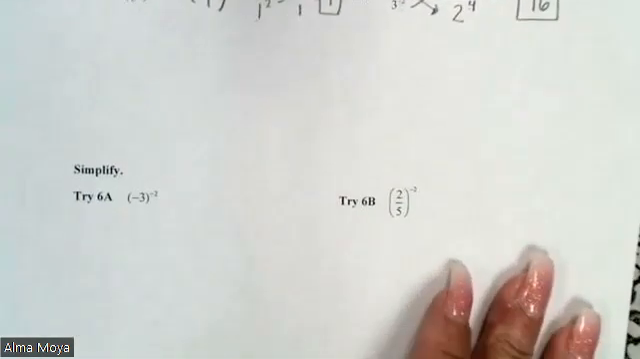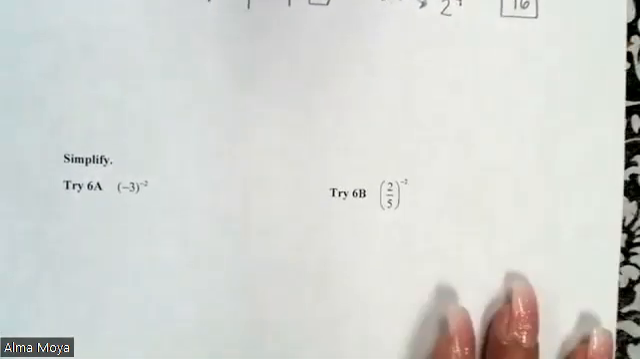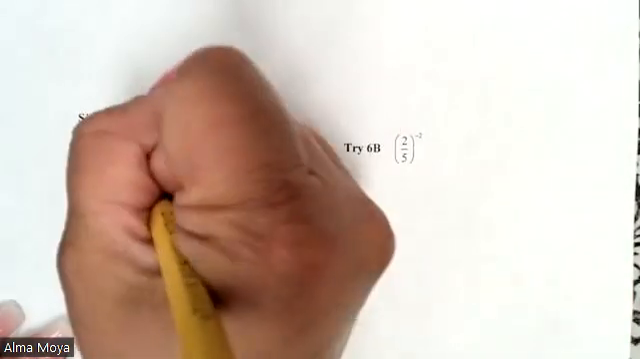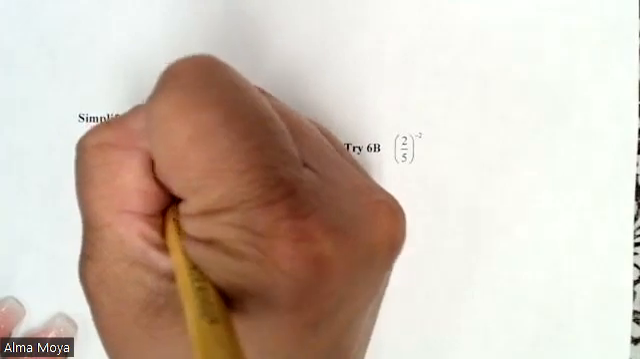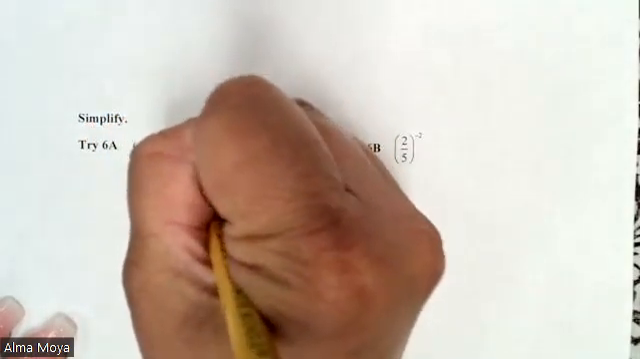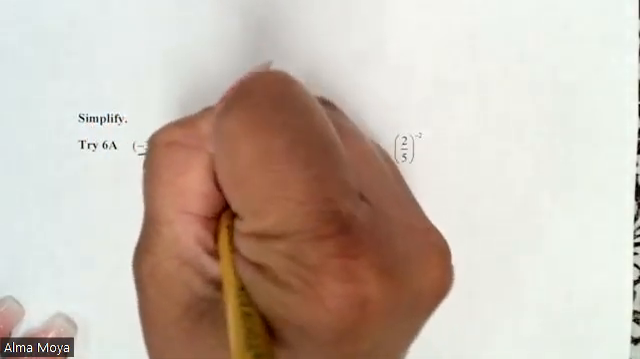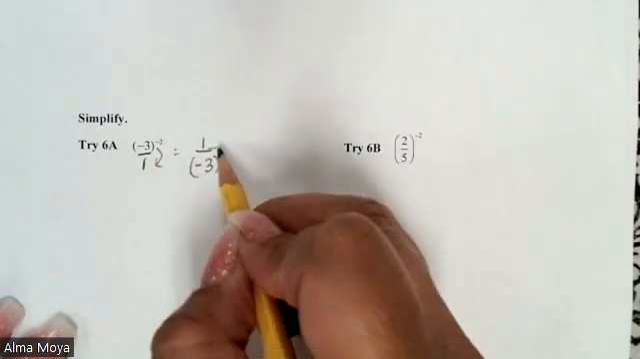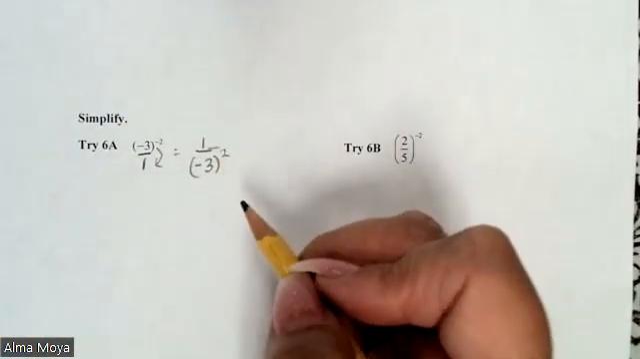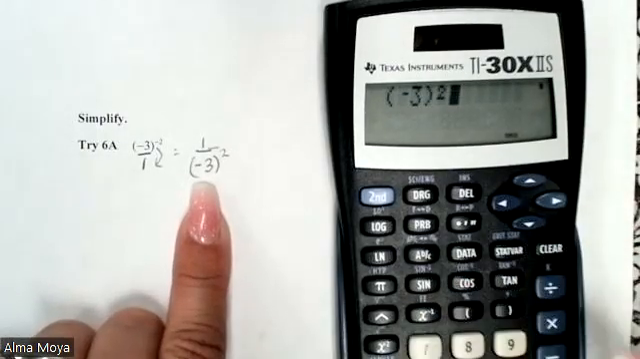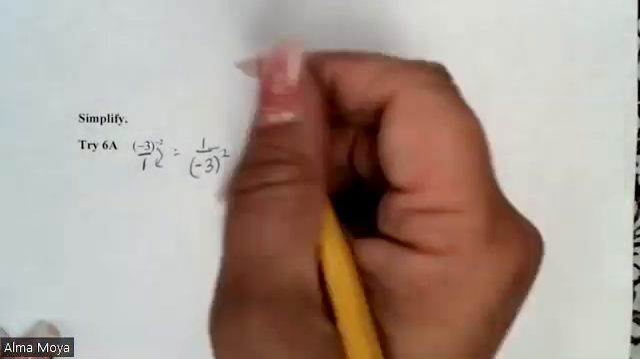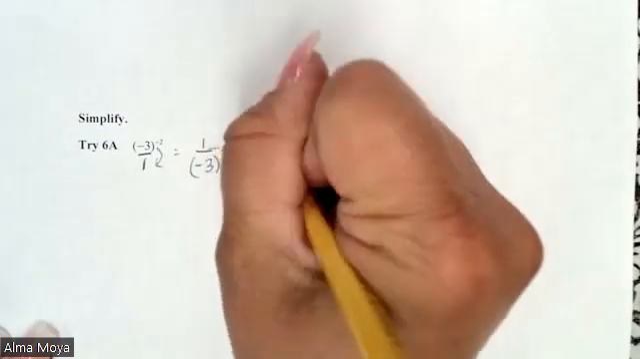I want you guys to try the next two. I'm going to go ahead and do them right now. So that's actually over 1. You just don't see it. So I'm going to flip this. So that's 1 over -3. And now instead of that being a -2 power, it's going to be a +2 power. Now let's see, parenthesis, -3 squared gives me a +9. So +9 is the denominator.